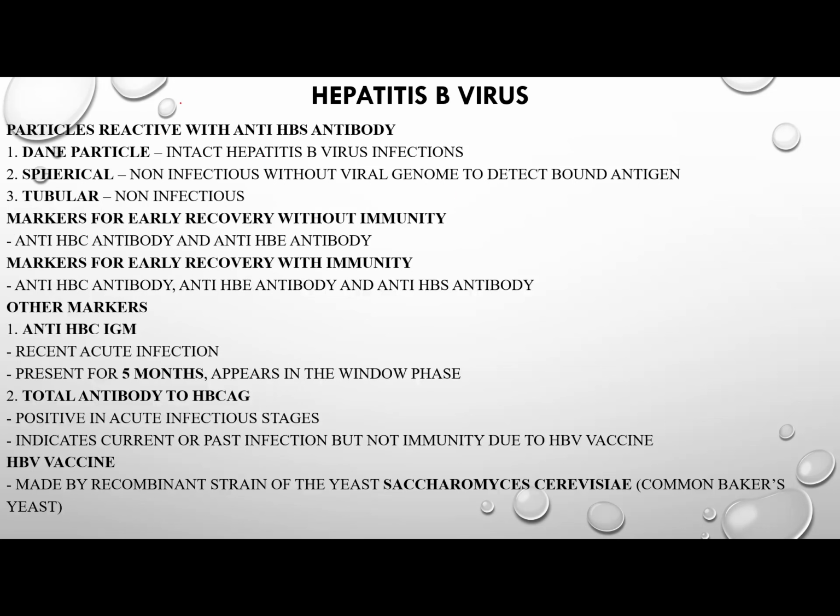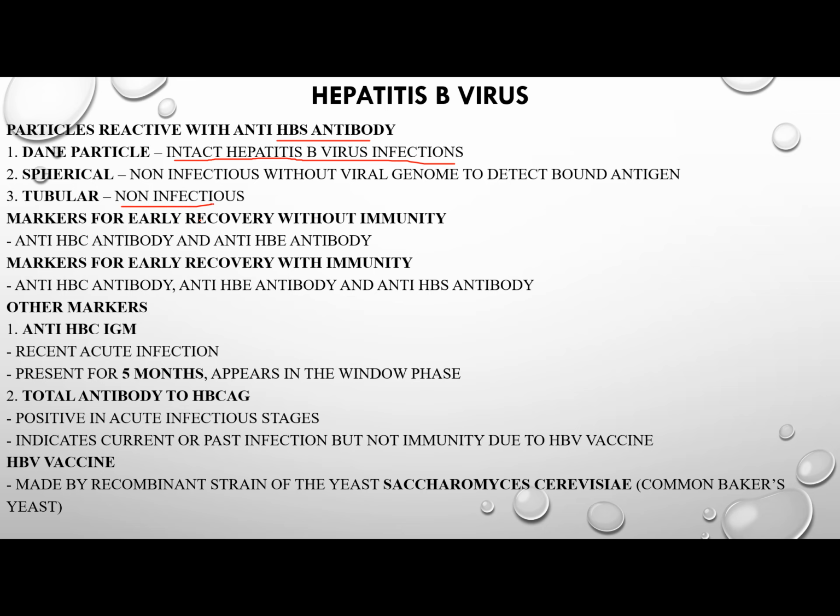Now, what are the particles reactive with anti-HBs antibody? We have your Dane particle. The Dane particle is basically your intact hepatitis B virus. Then we have your spherical particle. This is non-infectious, without the viral genome, used to detect bound antigen. Then we have your tubular particle, which is non-infectious.